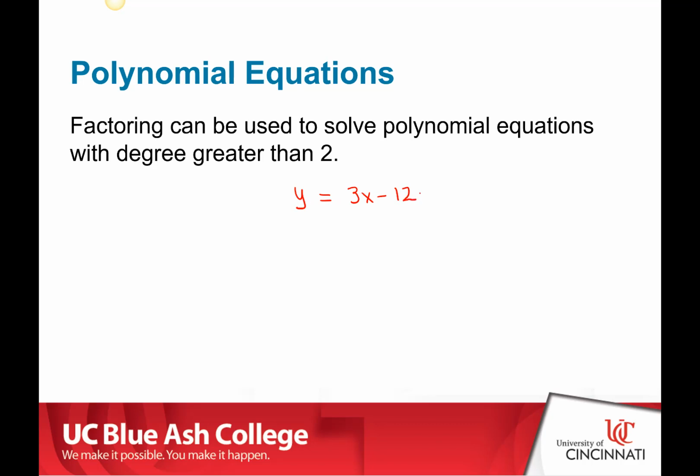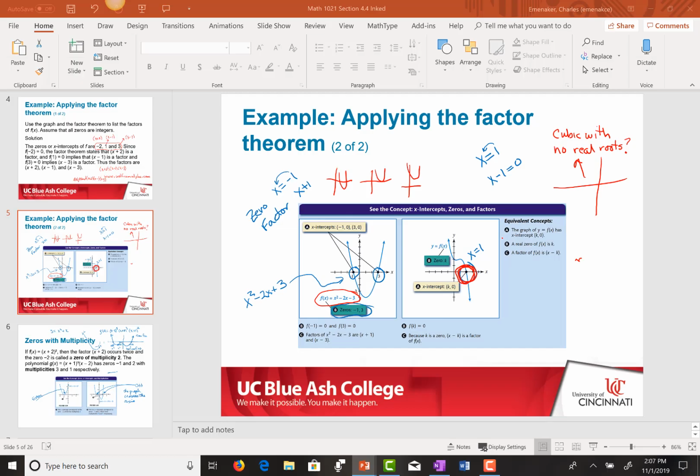If you wanted the root for that, you would take the 3x minus 12 and set it equal to what? 0. Do you have to do anything in the way of fancy work to get that one solved? No.